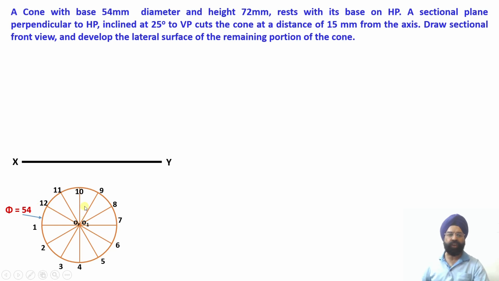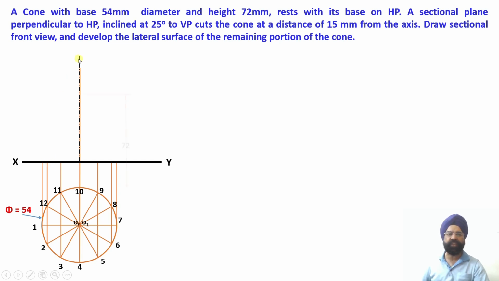Now having drawn the top view, we are going to draw the front view. In order to draw the front view, we require the height. So from O and O1 I am going to draw the axis line. Now this is my axis line, and projectors through all the 12 points of the base have been drawn onto the vertical plane. Since the cone is resting on its base, all the points of the base will be lying on the XY reference line, right? So the front view of all the points will be available over here.